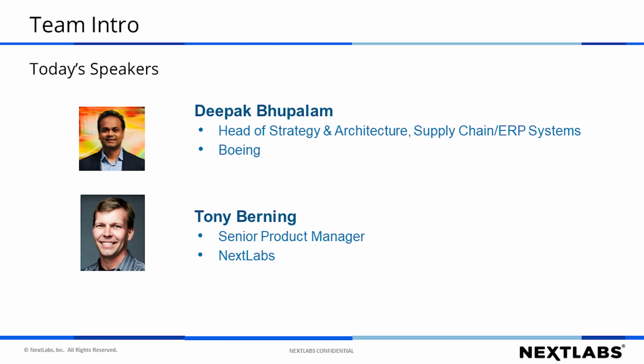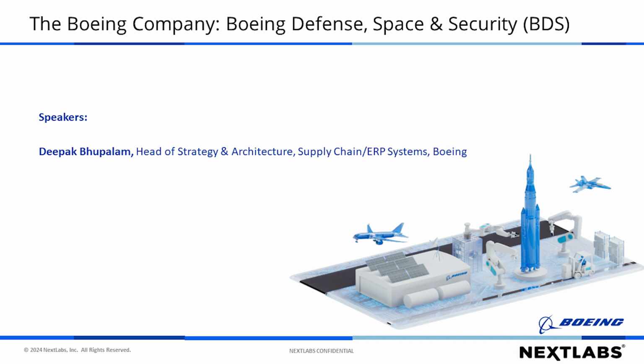So yes, as I mentioned, I'm very pleased that Deepak is able to join me today. He's the head of strategy and architecture for supply chain ERP systems at Boeing, and we love having him as a customer. My name is Tony Burning. I'm senior product manager here at NextLabs, and have been with NextLabs for about 3.5 years, working across our suite of products. So with that, I will turn it over to Deepak and take it away.